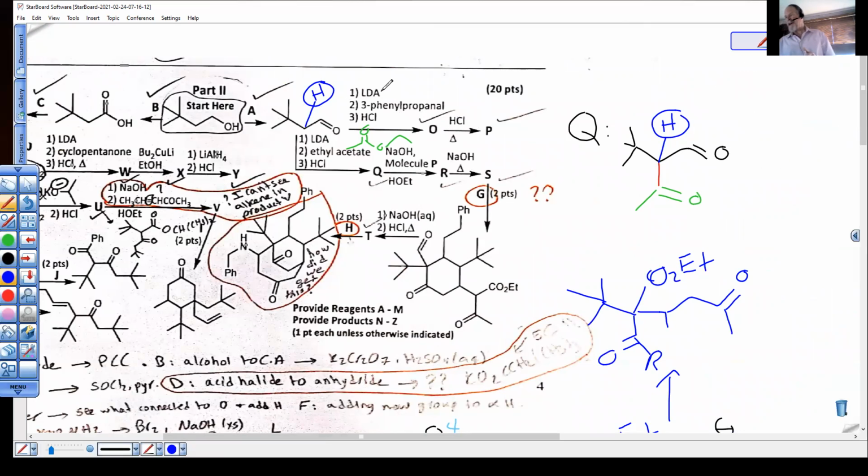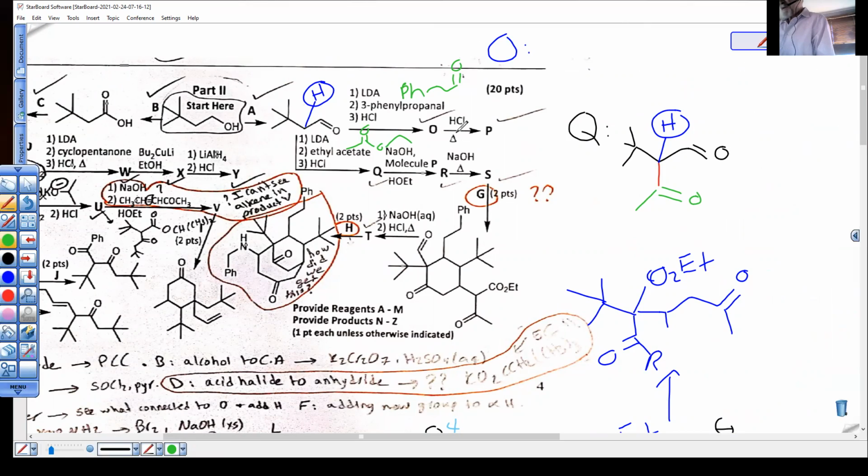Here we're doing LDA and attacking an aldehyde. Hey, that's an aldol. We're going to make molecule O up here. That same anion is going to attack 3-phenylpropanal. 1, 2, 3. Right there. You get an O minus up top, and then HCl gives an OH. And then we're going to dehydrate it there. So O is the aldol reaction product.